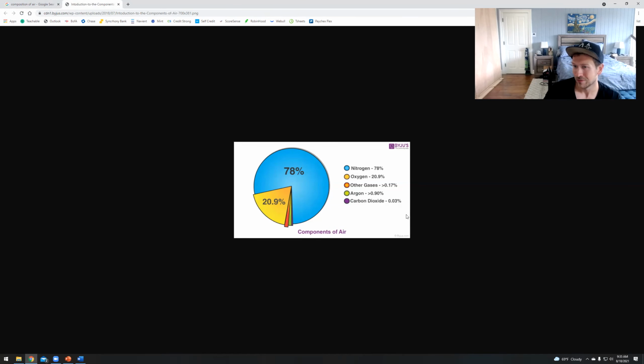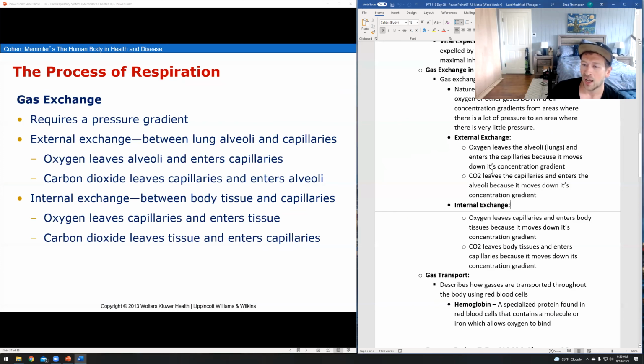0.03% of it is CO2. So if we draw a bunch of gas into our lungs, the concentration of CO2 is pretty low. And the concentration of CO2 in your blood cells is really, really high. So all that CO2 moves out of your blood cells because it's moving from high concentration to low concentration. Nature hates gradients. So that's happening at the external exchange.